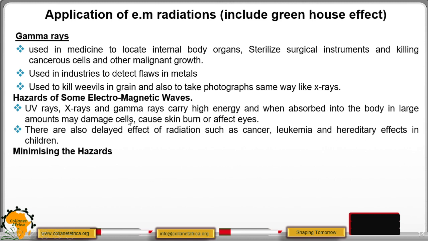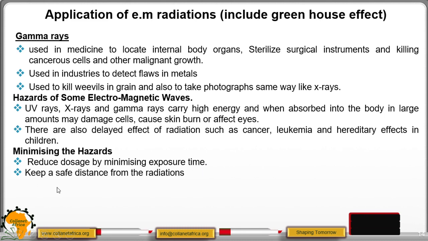How do we minimize these hazards? One, we reduce dosage by minimizing the exposure time. Even if you are working in an industry that produces these radiations, make sure that you work for a short time. Then keep a safe distance from the radiations. Then use shielding materials like lead jackets. When you use a lead jacket, it absorbs the radiations. That way the radiations will be prevented from reaching your body, and you are safe.